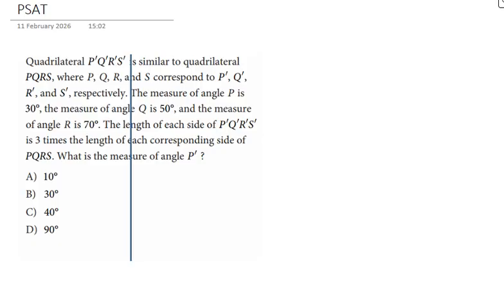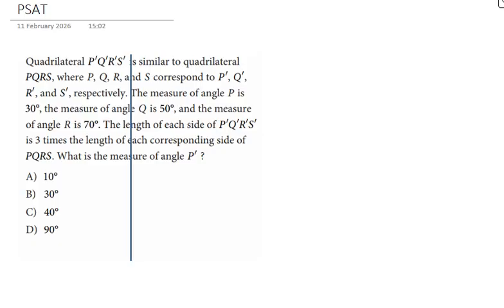The measure of angle P is 30 degrees, the measure of angle Q is 50 degrees, and the measure of angle R is 70 degrees. The length of each side of P dash Q dash R dash S dash is 3 times the length of each corresponding side of PQRS. Now what is the measure of angle P dash? There are 4 options. Option A 10 degrees, option B 30 degrees, option C 40 degrees and option D 90 degrees.